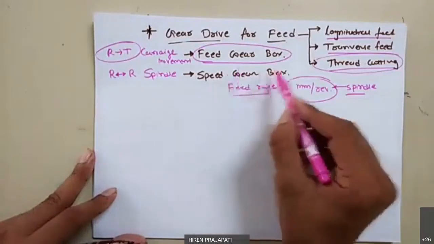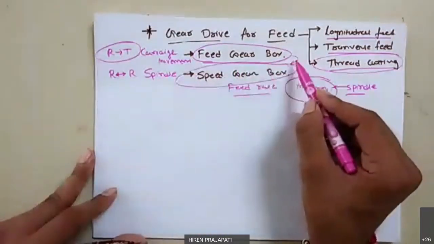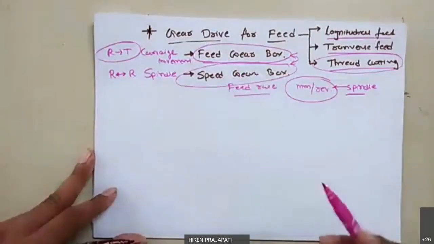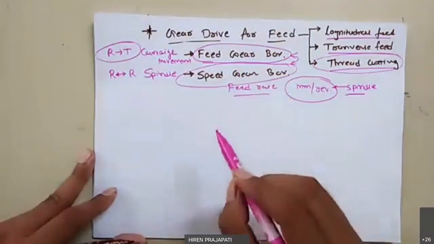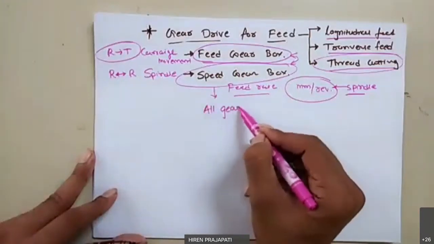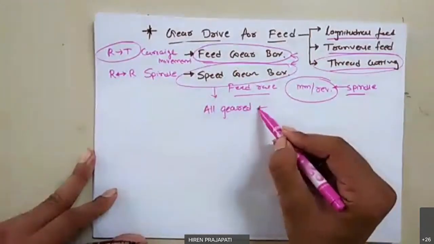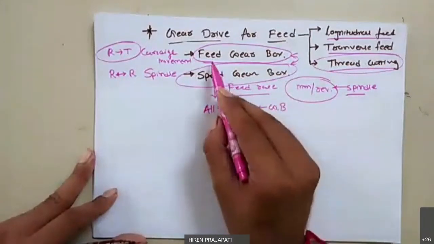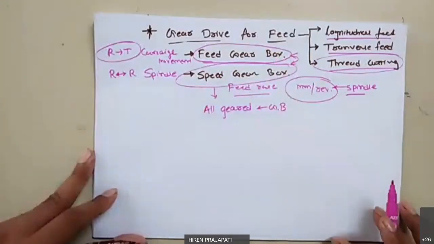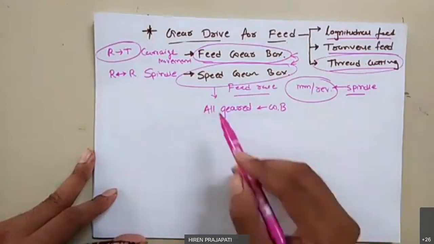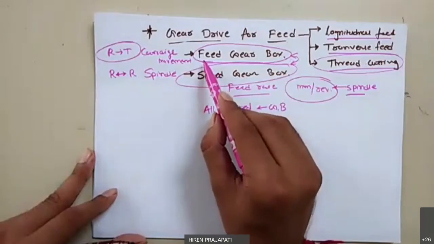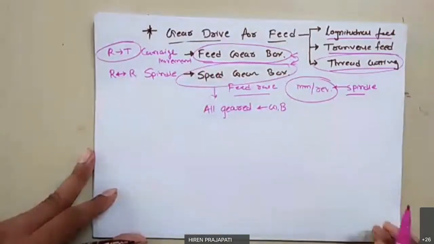So feed gearbox and speed gearbox are same. There is no drastic change. But in case of feed gearbox, we are having more number of variation. The gearbox which we discussed so far, that is called as all geared gearbox. But in case of feed gearbox, we are getting different variations. So those variations we will discuss later. But right now, where to place this feed gearbox, that is important. So that part we will cover today.